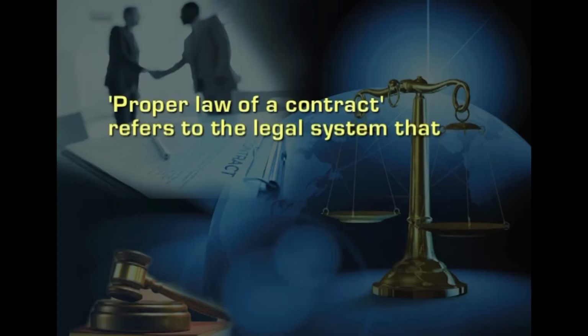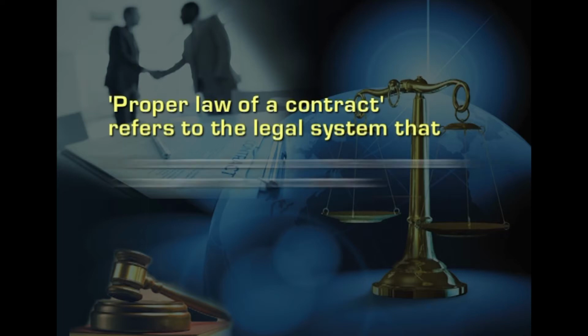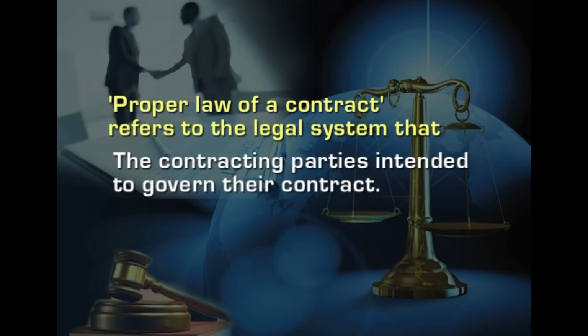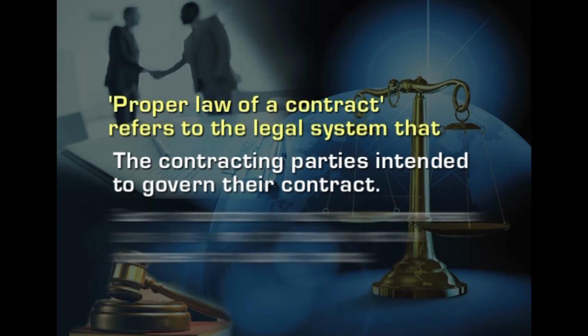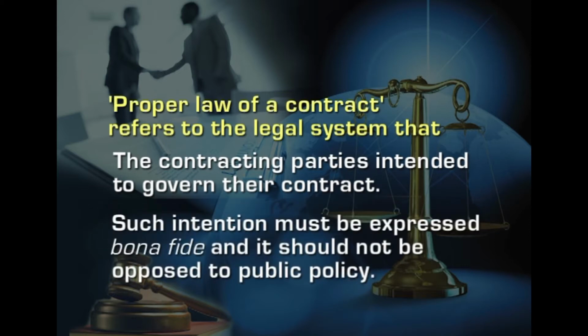Most countries subscribe to the principle of autonomy of parties, though there is a divergence on the question whether the parties' freedom to choose the law applicable to the contract is absolute or limited. Proper law of a contract refers to the legal system that the contracting parties intended to govern their contract. Such intention must be expressed bona fide and it should not be opposed to public policy.